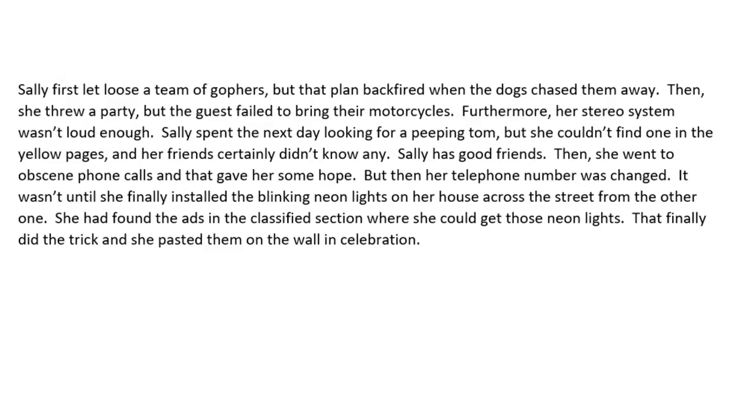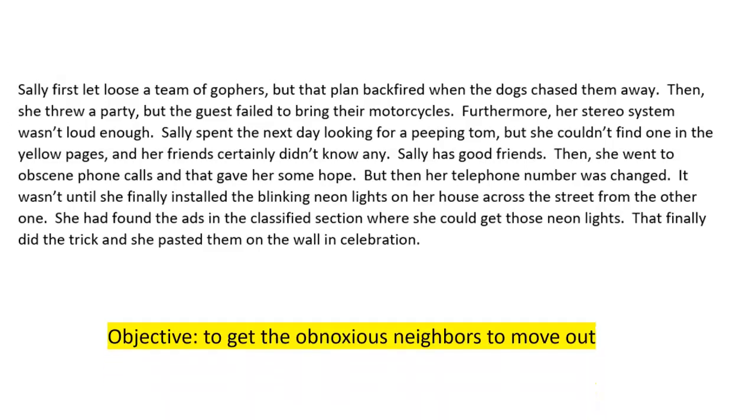So if you're like me, you're probably a little bit confused about what this is all about. Why? Because Sally forgot to write the objective. What is the objective that Sally's trying to achieve? Her objective is to get rid of the obnoxious neighbor. She wants to get them out. So if we put that in the front, then the rest of it makes sense. These are all the things Sally did to get rid of her obnoxious neighbors.